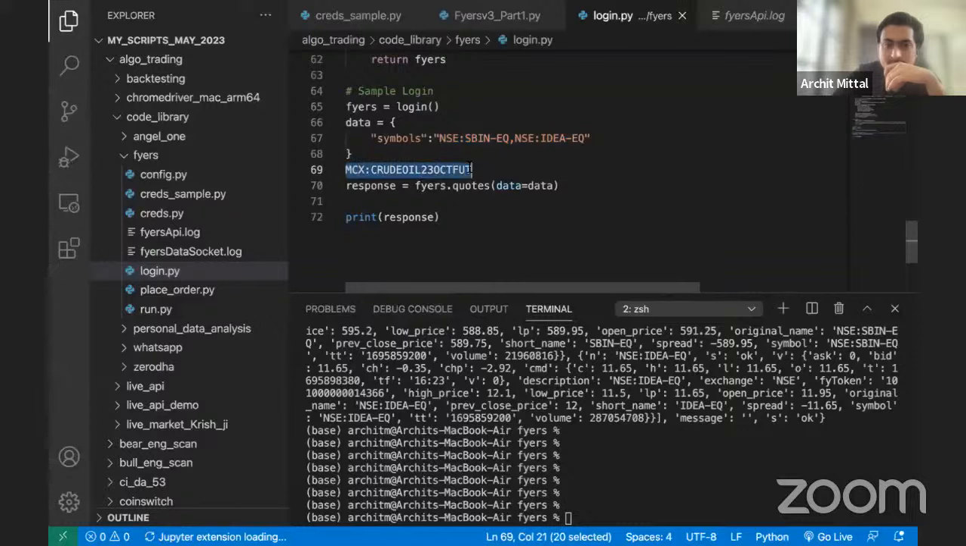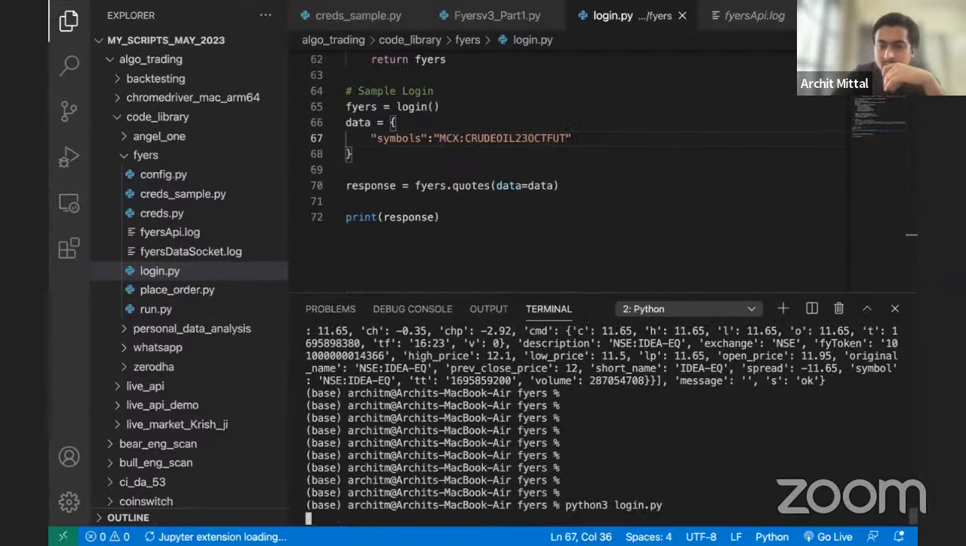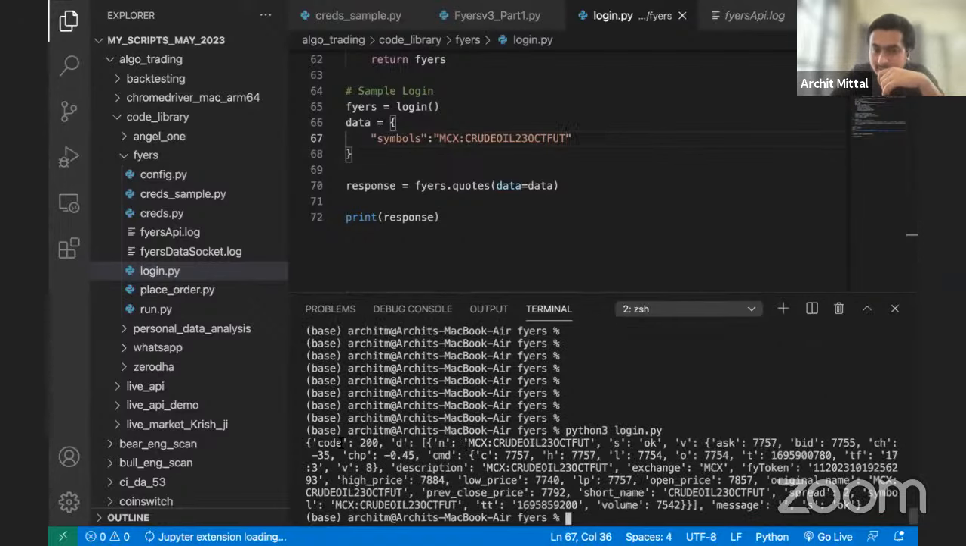Yes. So just copy this. And I'm passing it here. Let's try it. So this is the static API. You can see MCX crude oil. Previous close price was 7792. Low price is this. Last price is 7757. Can you please confirm? Last price is 7757 for this.